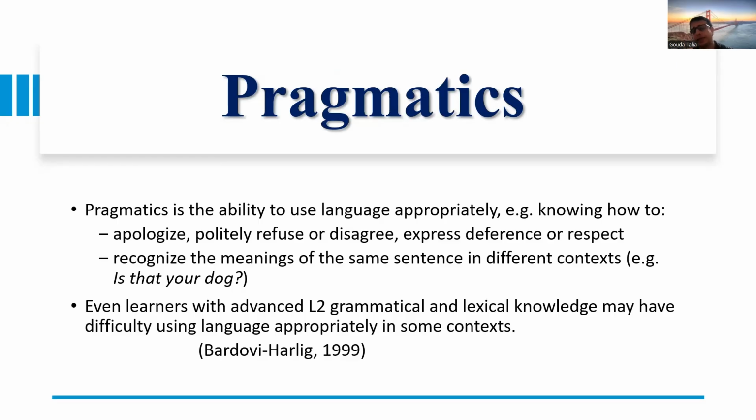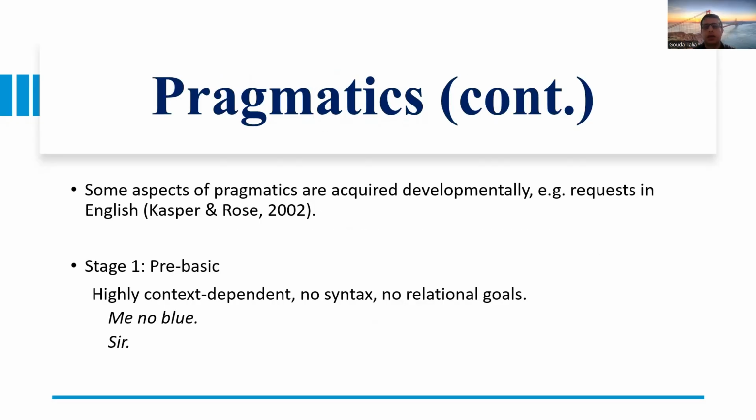Learners with advanced second language grammatical and lexical knowledge might have difficulty using language appropriately in some contexts. And that's very true, especially because the social or contextual meaning is quite implicit and more challenging to advanced language learners. That's why you see "What do you mean?" and all of these kinds of questions when you are interacting with non-native speakers. Some aspects of pragmatics are also acquired developmentally, especially requests.